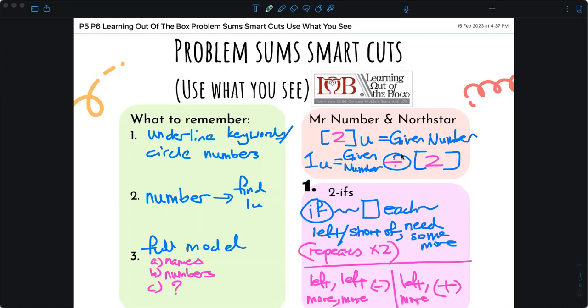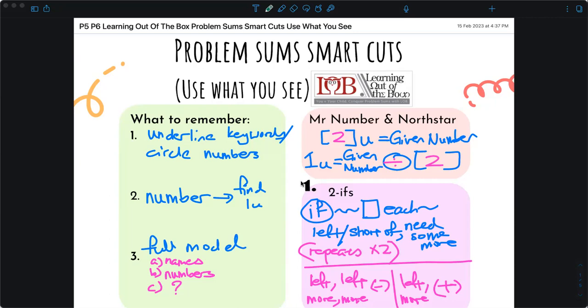Okay, so moving on, when you have to draw a model, for example, when you see keywords like more than, less than, or equal, then make sure that you draw the model. And when you draw the model, you also want to make sure that it's complete and it's not half drawn or quarter drawn. You want to put in the names or the identities, with the numbers as well as the question mark to direct you where you need to find the answer.